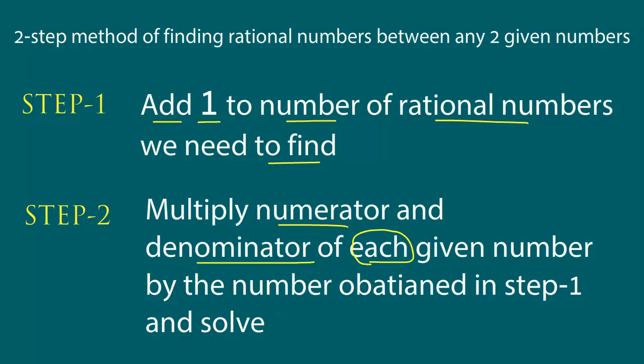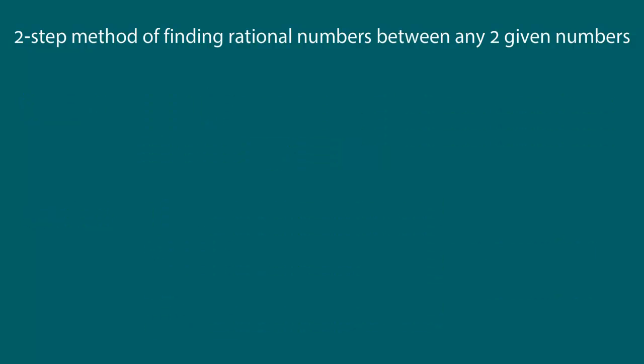So let's find out what this really means. Let's take a look at an example, and in that context, try to understand these two steps. Let's take two rational numbers first, say 2 and 4. What we want to do is find, say, 8 rational numbers between 2 and 4.